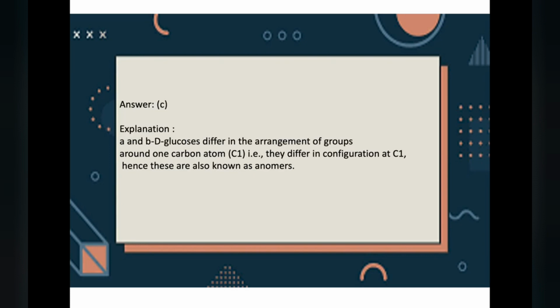So why alpha and beta? What is the difference between them? They differ only in the arrangement of groups around the carbon atom C1. That is, they differ in configuration at C1. So these two are said to be anomers. So the answer is C.